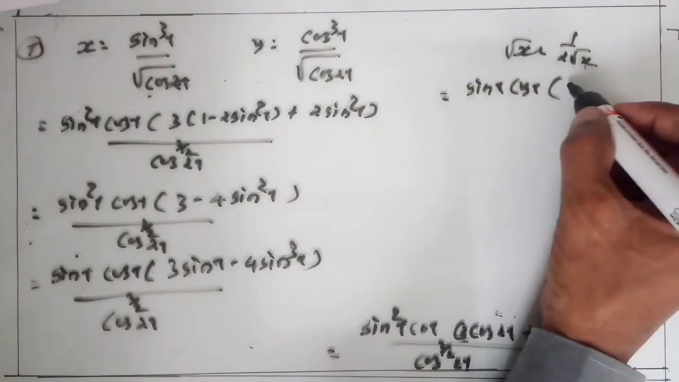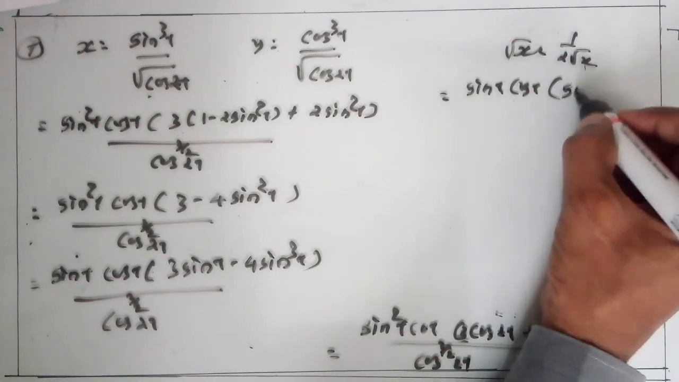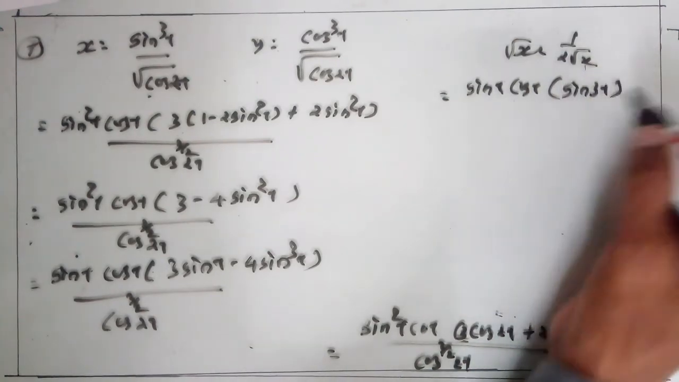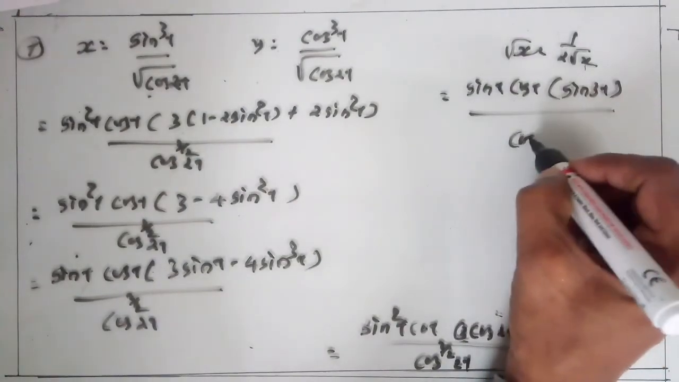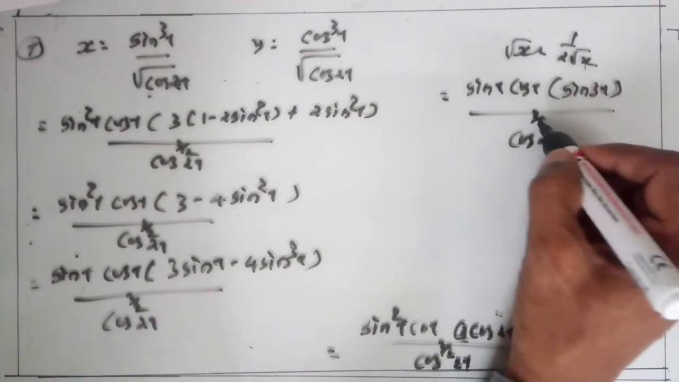3 sin t minus 4 sin cube t becomes here sin t cos t into this becomes sin 3t. You know this formula, 3 sin t minus 4 sin cube t is equal to sin 3t, upon cos 2t raised to 3 by 2.